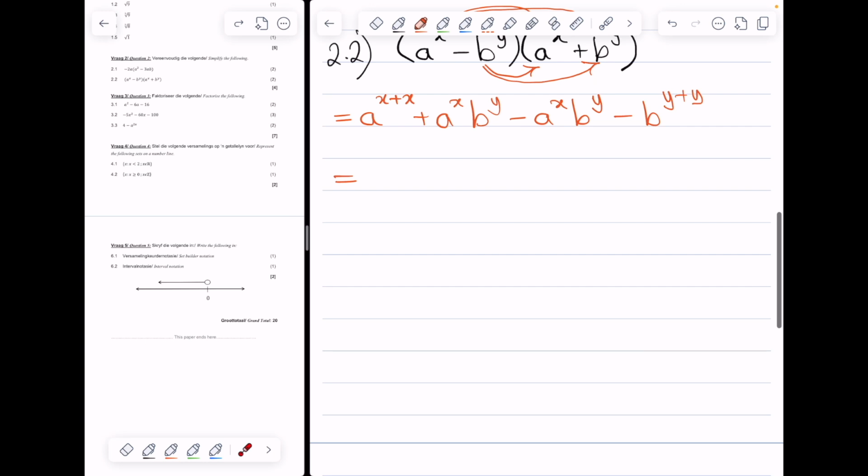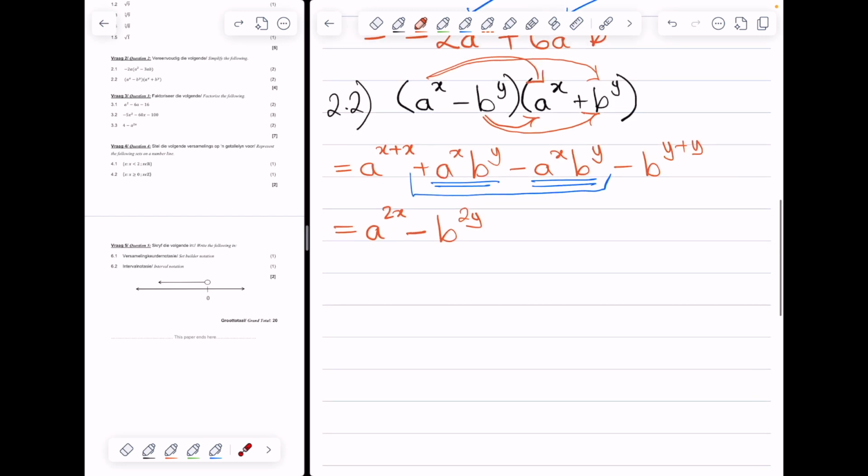Simplifying this, a to the x plus x is a to the 2x. And then I can see that this term and that term are identical, and they are additive inverses of each other. In other words, they cancel out to 0, they add up to 0. So that disappears, and what's left is of course minus b, and that y plus y is 2y. So that would be a to the power 2x minus b to the power 2y.